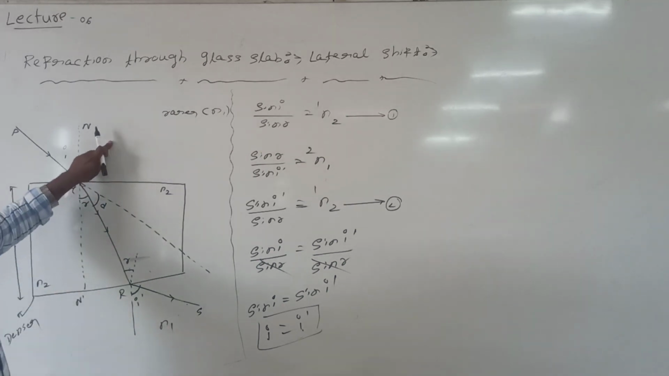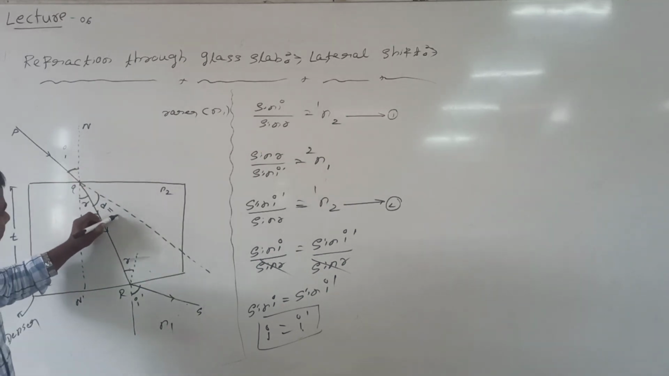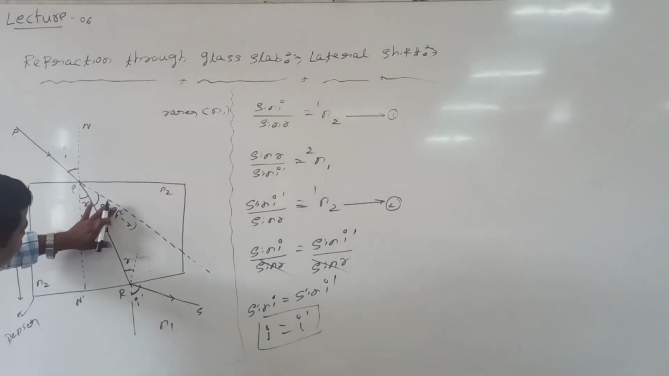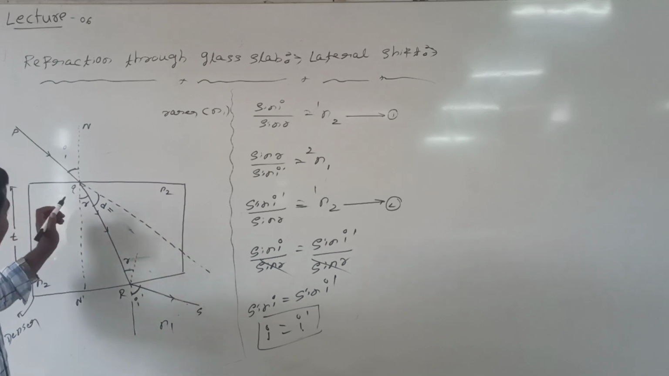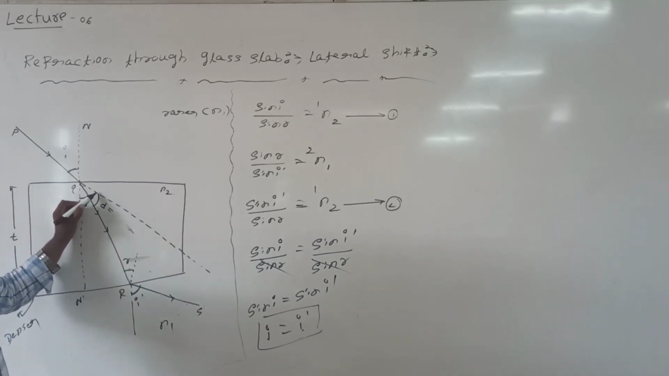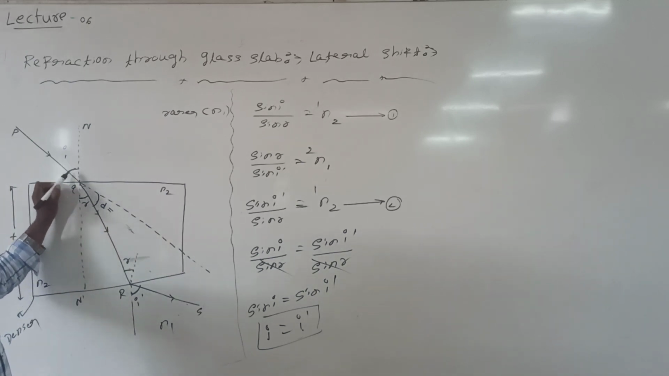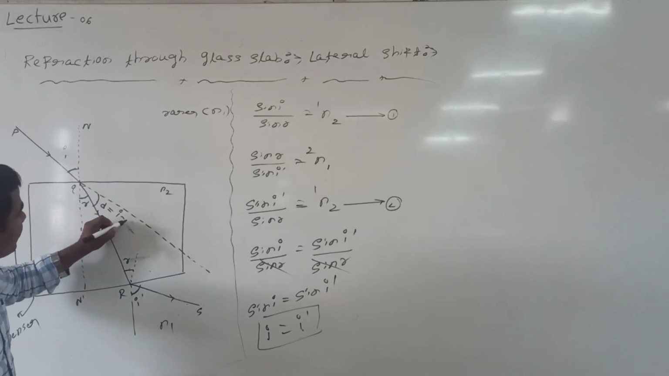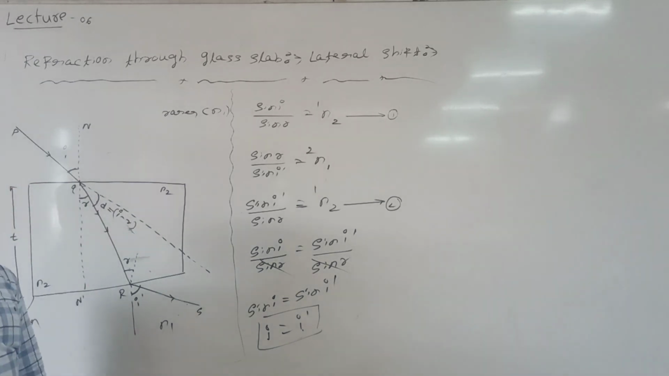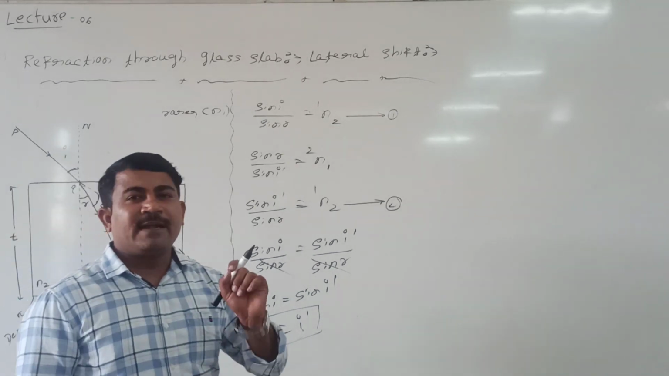When a ray of light travels from rarer to denser, what do we know about the relation? The angle of deviation is equal to i minus r. Already we have seen this in the last class. R plus D is equal to i, or D is equal to i minus r. Remember this. Right. I need lateral shift.